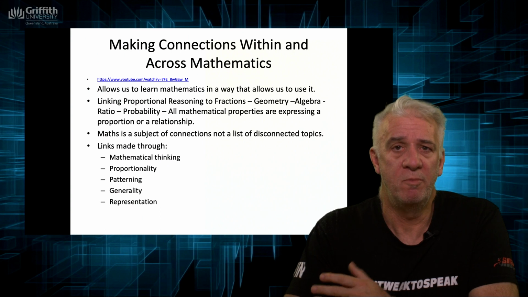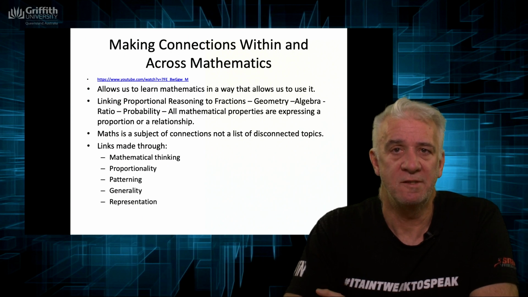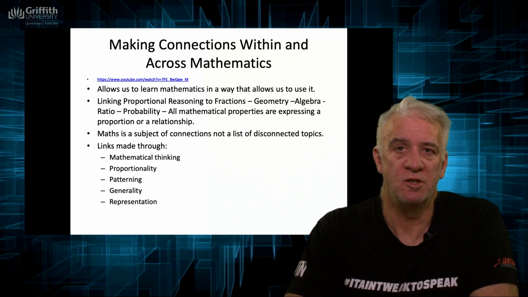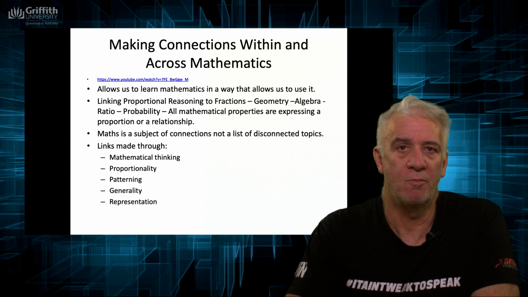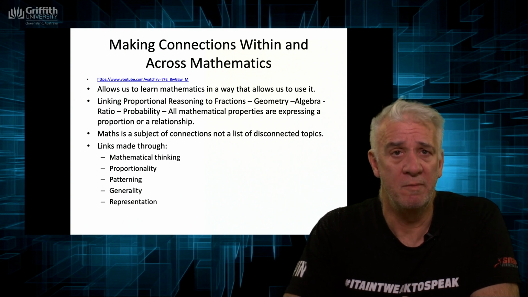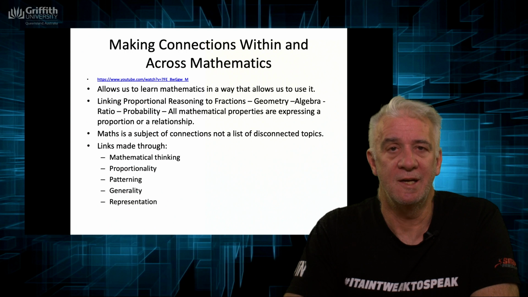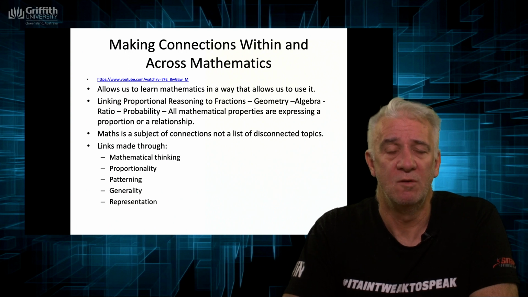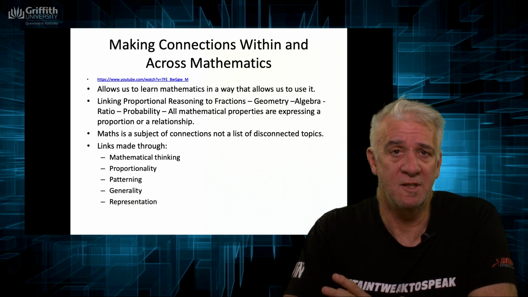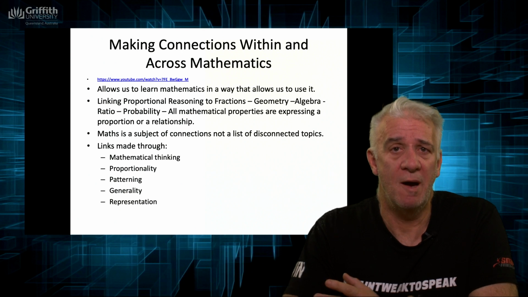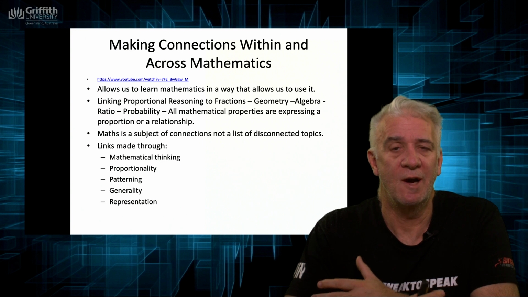So for example, proportional reasoning is related to fractions, but it's also related to geometry and algebra and ratio and probability. When you give a probability, for example, you give it as a ratio or a proportion. What's the chances of rolling an even number when you roll a dice? Well, it's 3 out of 6 or 1 out of 2. So that's about proportional reasoning. And you can see this idea of proportional reasoning relates to all those things.